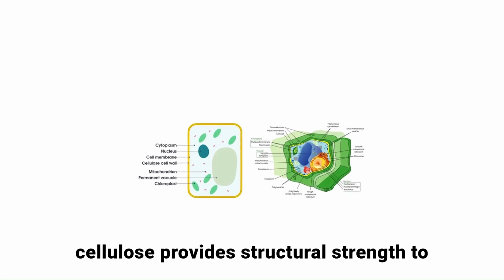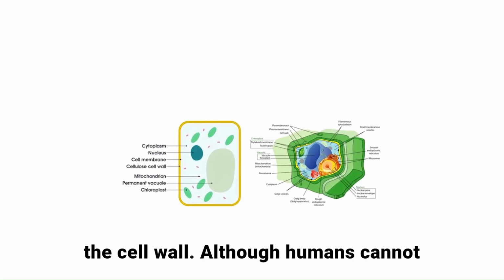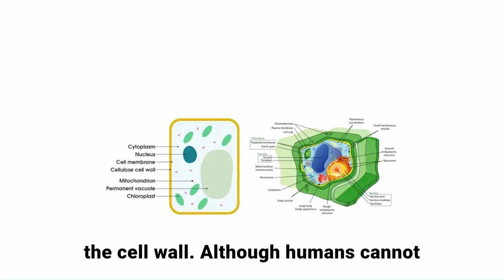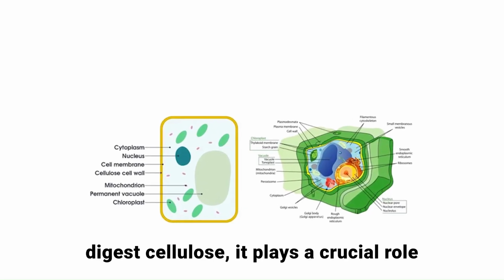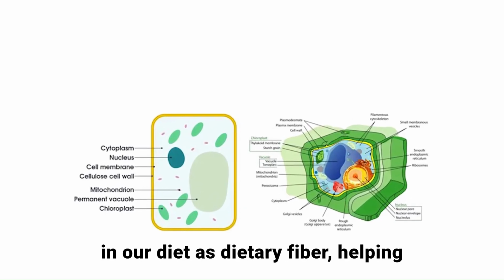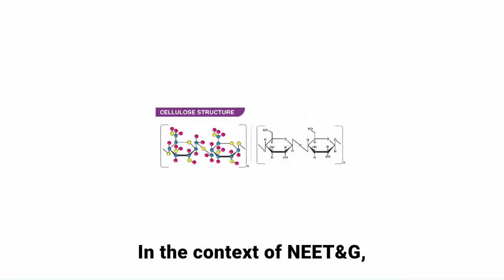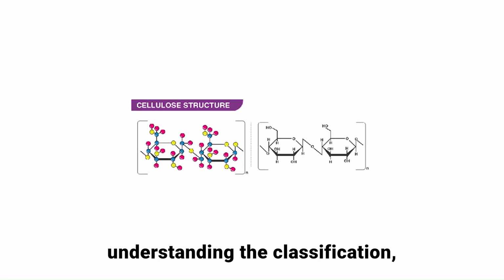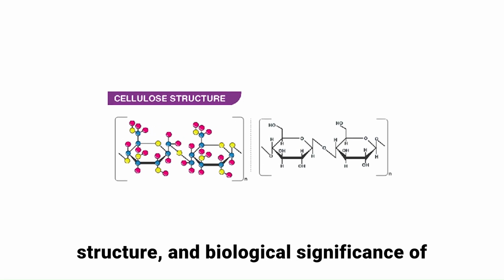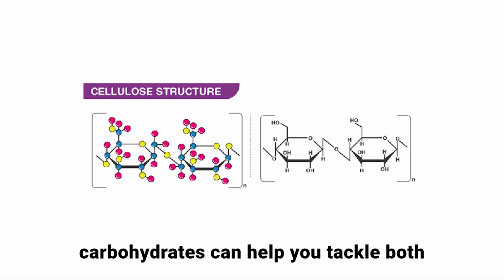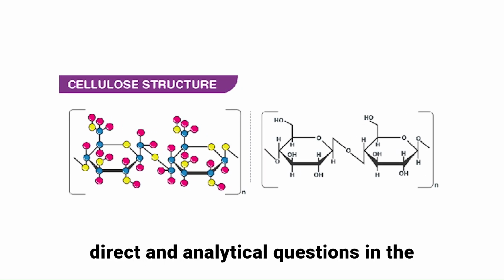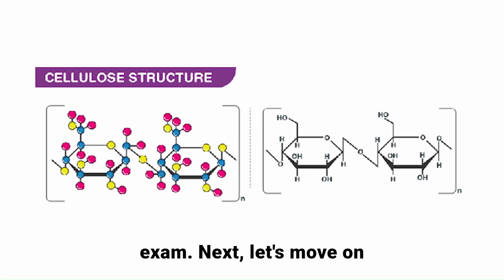In plants, cellulose provides structural strength to the cell wall. Although humans cannot digest cellulose, it plays a crucial role in our diet as dietary fiber, helping with digestion and bowel movement. In the context of NEET and JEE, understanding the classification, structure, and biological significance of carbohydrates can help you tackle both direct and analytical questions in the exam.